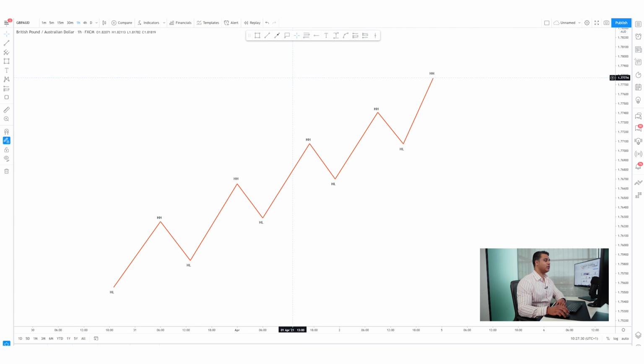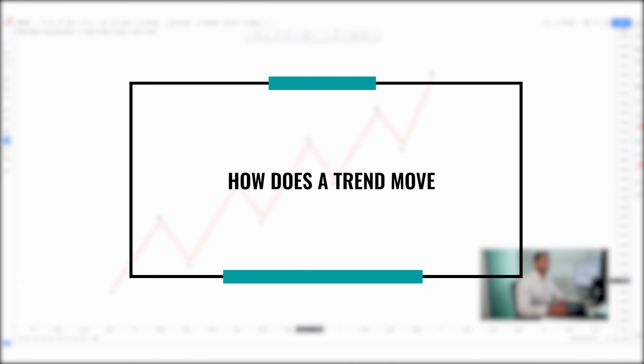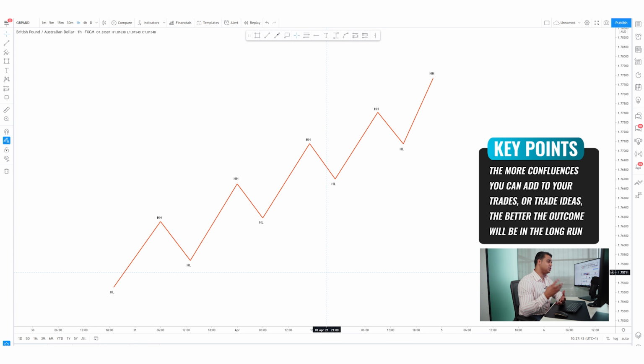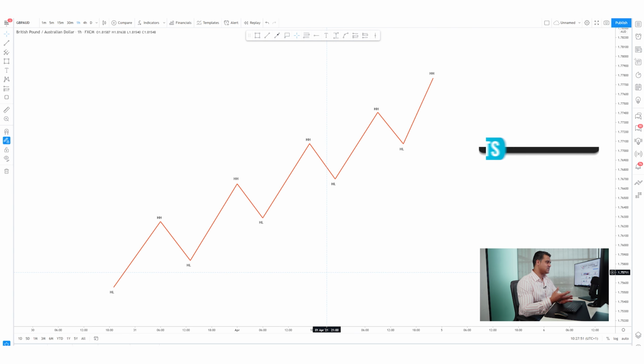Okay, so we're going to just take a quick look at this example here. Now, what I want you to focus on is how a trend moves. For the majority of you, I'm almost sure that you're trend traders, and to be brutally honest with you, the more confluences you can add to your trade ideas, the better the outcome will be in the long run. Not necessarily meaning that if you get 3 or 5 confluences for the trade idea you have today that it's going to win, but more often than not, if you add confluences, then you add support to that trade, and the probability of winning is going to be increased dramatically over the long run.